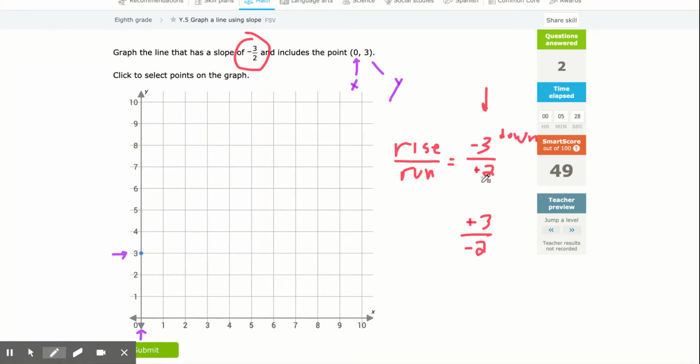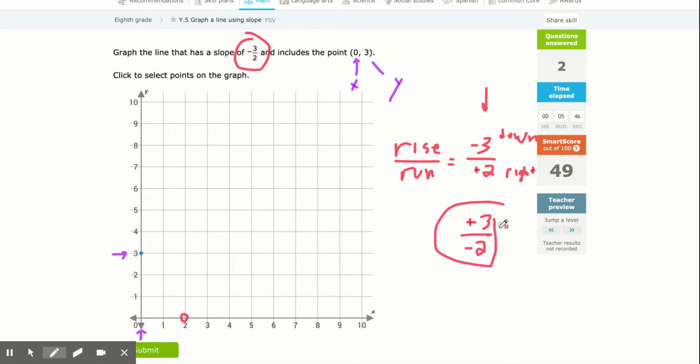And then a positive 2 means I'm going to go right 2. Okay, so that means from this point, I'm going to go down 3 and right 2 and graph this point right here. Now, let's say I chose to do this bottom one.